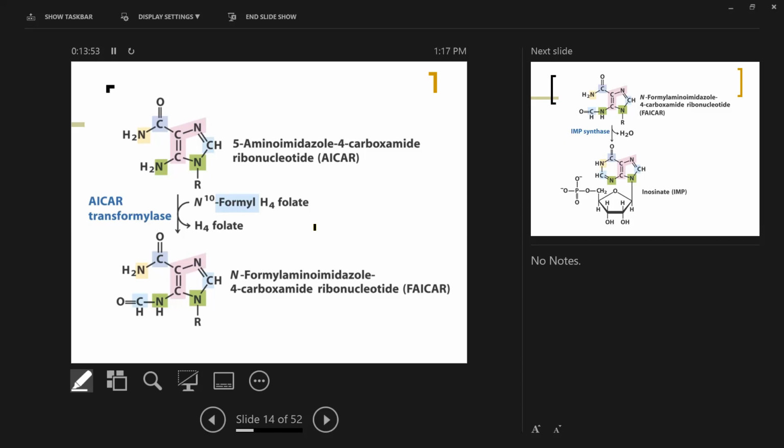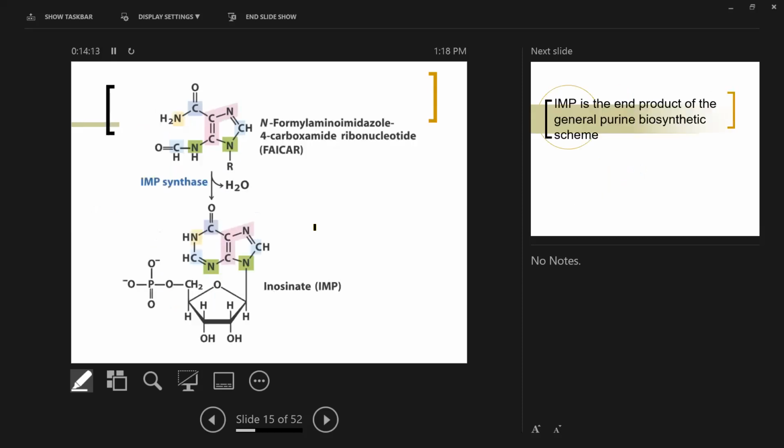You have AICAR transformylase. You add the aldehyde and you go from AICAR to FAICAR, formyl amino imidazole 4-carboxamide ribonucleotide. Take out a water, and Bob's your uncle. And there you are, inosine monophosphate. This is IMP synthetase, takes it out, and IMP, inosine monophosphate, that's the end product of the general purine biosynthetic scheme.